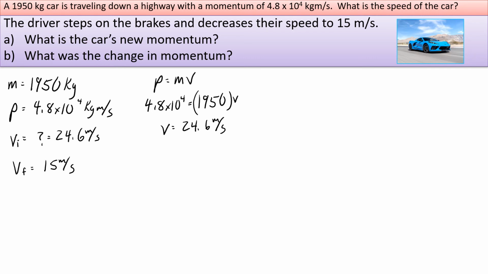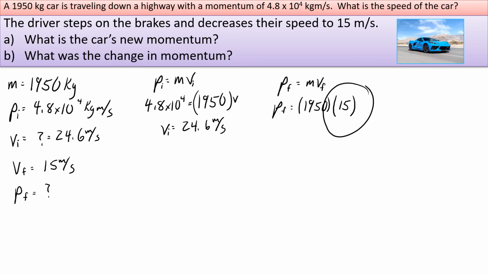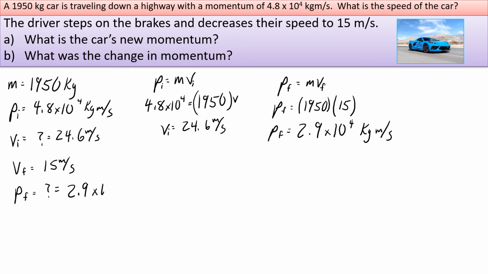They're saying, what is your new momentum? What is the final momentum after you step on the brakes? So that means that this was your initial momentum. They want to know what your final momentum is. Use the same equation, substitute in, but now we know the velocity is 15 and we want to know what the final momentum is. And that's going to be 2.9 times 10 to the 4 kilogram meters per second, or 29,250 to be exact, right?